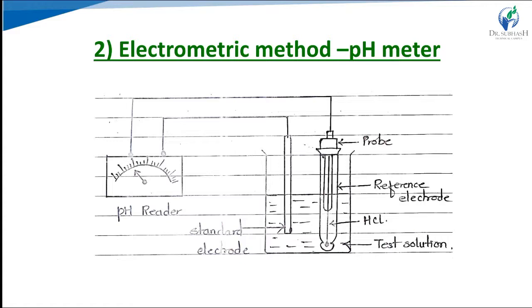The overall glass electrode is made up of a glass membrane of special composition. We dip this electrode into the measuring solution, our test solution. The potential is developed at the platinum wire in the bottom part, which is proportional to the pH of that measuring solution. This potential is measured against the standard electrode, the standard calomel electrode.